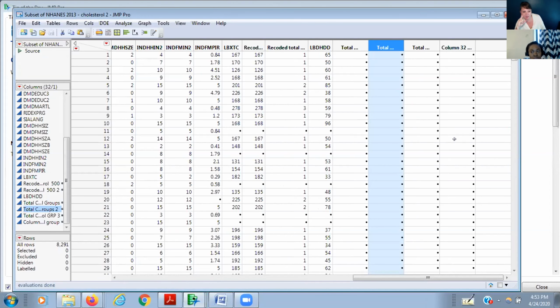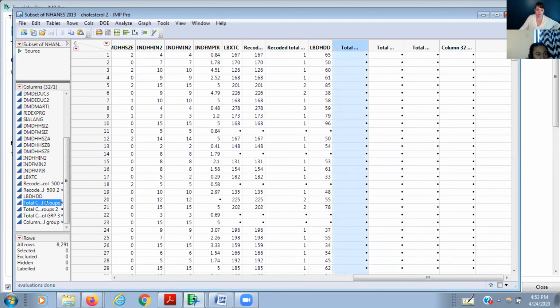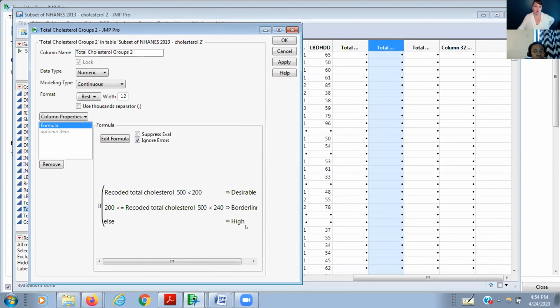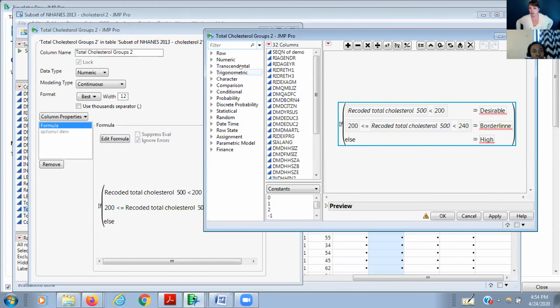You've tried lots of times. All right, go into that first one and let's see what it looks like. Go into column information, then click edit formula. I can tell you exactly what the problem is. You see how your desirable doesn't have quotes around it?